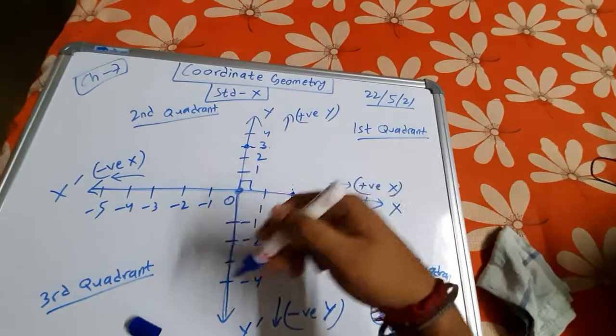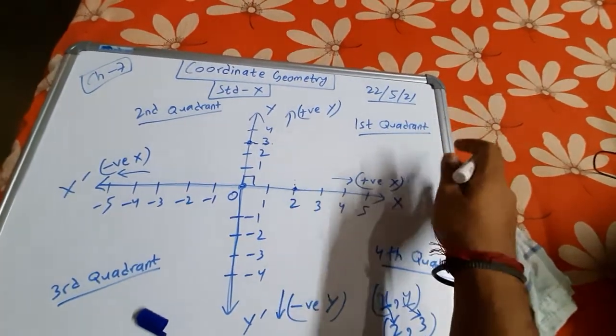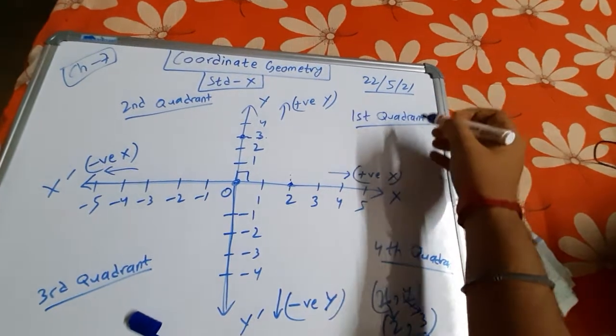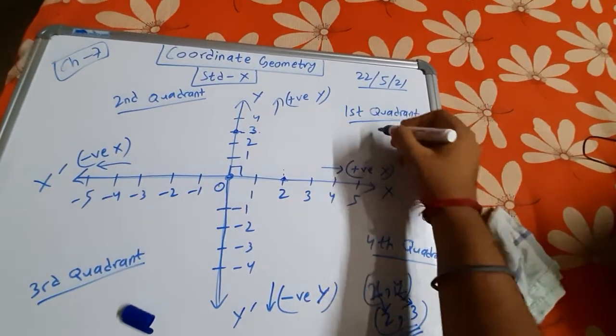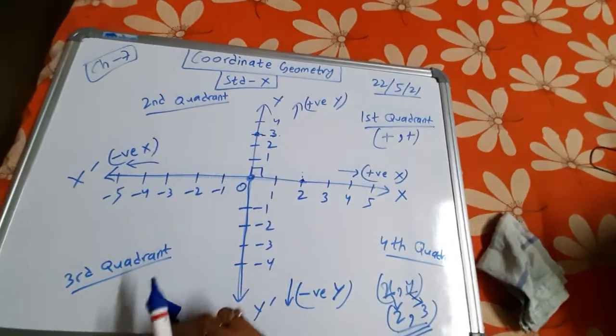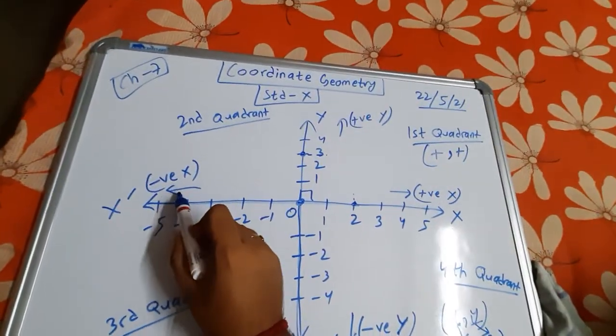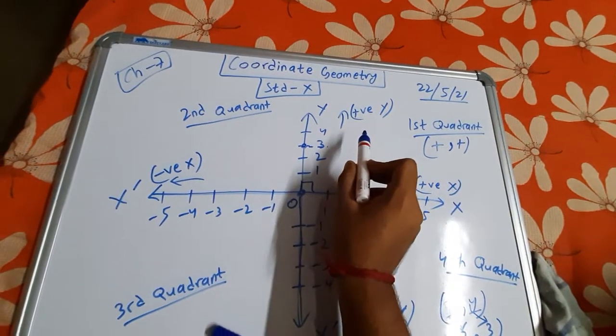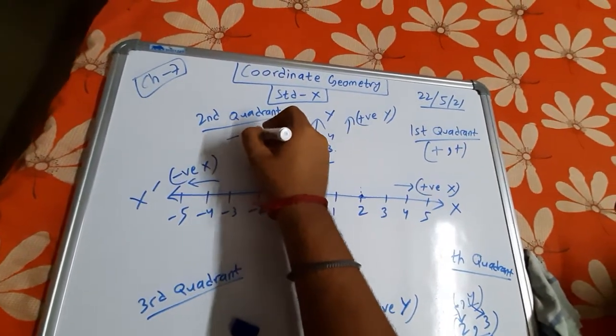Okay, first quadrant, second quadrant, third quadrant, fourth quadrant. We want to discuss all the values of x and y. Now in the first quadrant, x is positive and y is also positive, so both are positive. In the second quadrant, x is negative but y is still positive, so x negative, y positive.